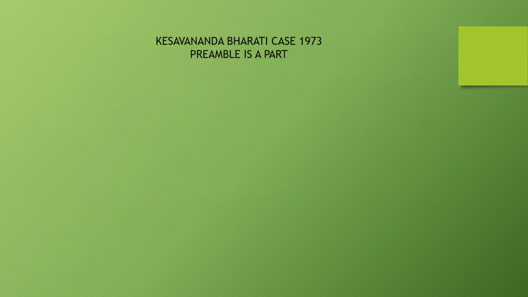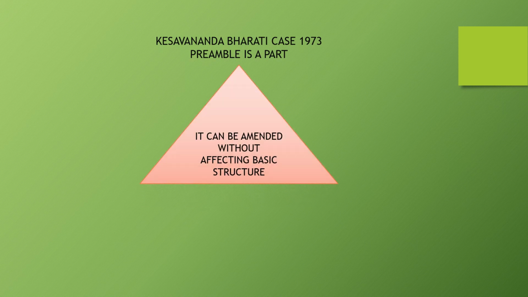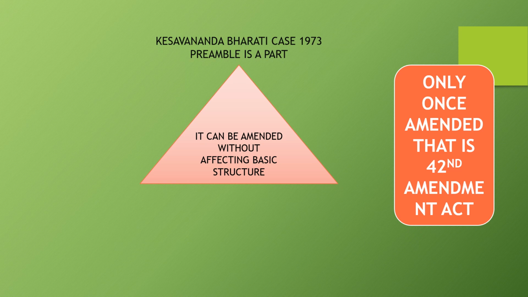Now, in the Keshavananda Bharati case 1973, the Supreme Court held that the preamble is a part of our constitution. Hence, it can be amended without affecting the basic structure. So, unlike any other provisions of the constitution, the preamble can be amended, and it has been amended only once, that is by the 42nd Amendment Act.